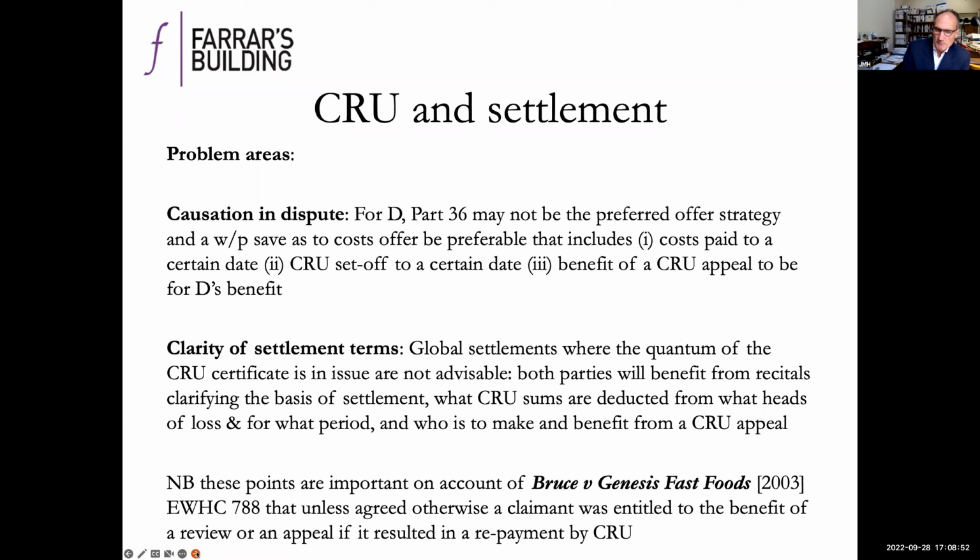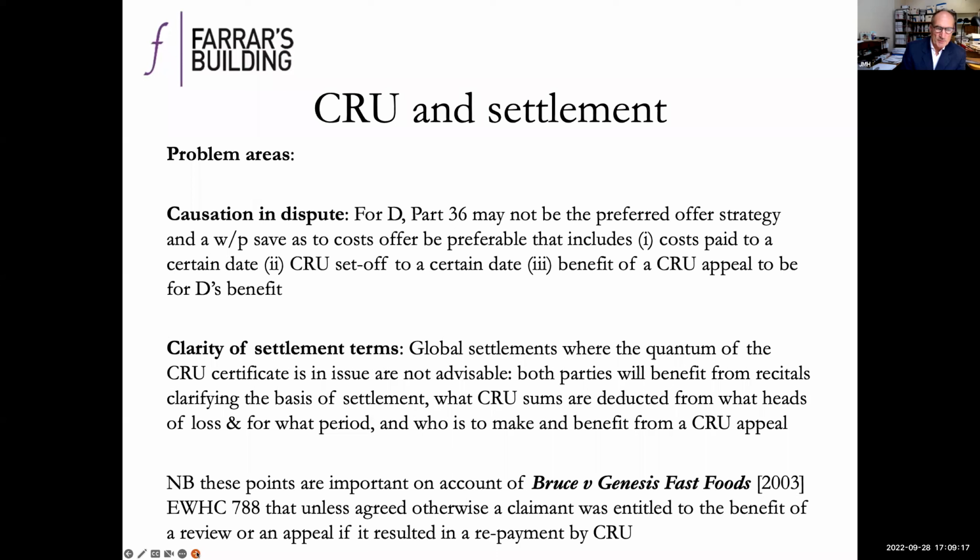Now that can be dealt with by reference to recitals. It can be dealt with by reference to the terms of a Tomlin order, which addresses specifically the contractual arrangement and agreements between the parties, but nonetheless it needs to be in writing, and it needs to say exactly what the basis of the settlement is, what CRU sums are deducted from what heads of loss and for what period, and who is to make and benefit from a CRU appeal.